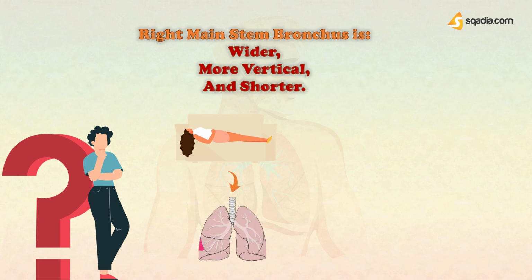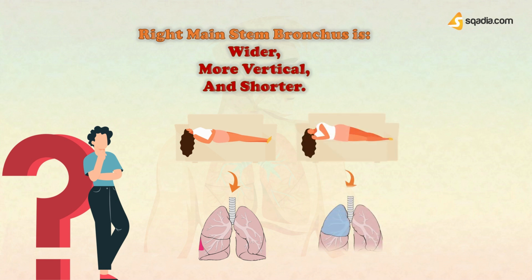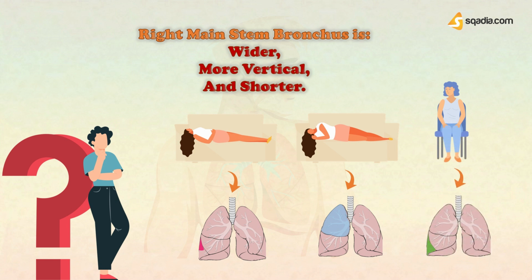of the right lower lobe, shown here in pink. But if you are lying on your right side, it is more likely to enter the right upper lobe, shown in blue. Whereas in the upright position, the most probable part of entry is the right lower lobe, this highlighted one.